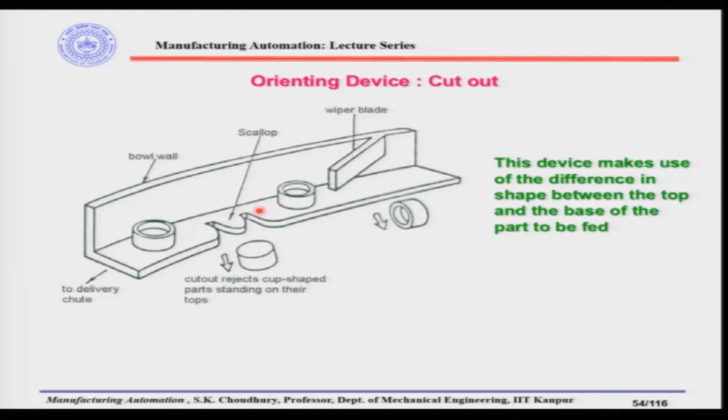So all the parts coming after the scallop will be of the desired orientation, that is, the heavy side down, and we will get these parts to the delivery chute. Through the delivery chute, we will get those parts which are heavy side down. Okay, so that is the idea of such orienting devices.